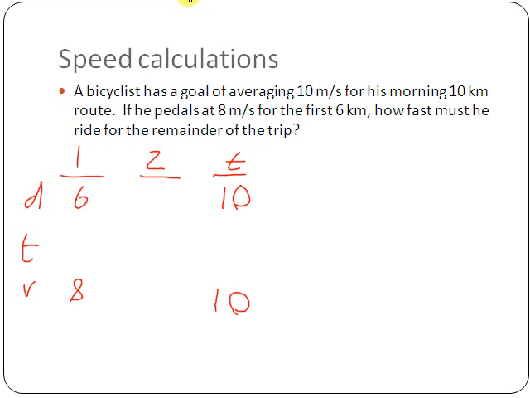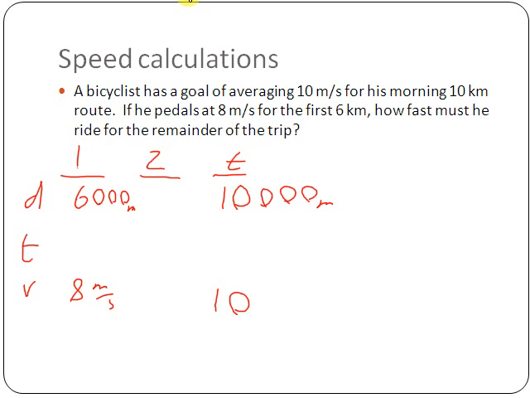Now we've got this set up. Let's double check our units to make sure they work out. In this case, the 8 is in meters per second, but the 6 is in kilometers. Those don't quite match up because we have meters for one and kilometers for the other. So we're going to change the 6 kilometers to 6,000 meters. And this will change from 10 kilometers to 10,000 meters. That way our distance units are the same.